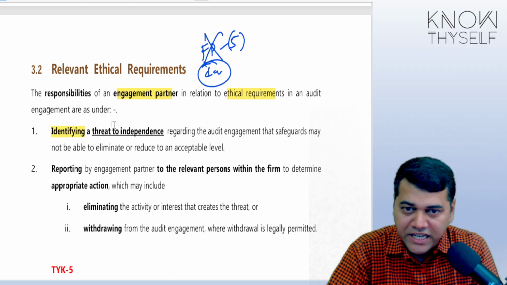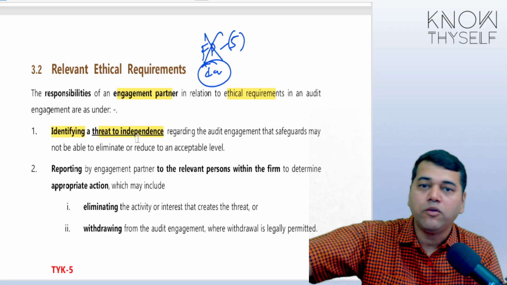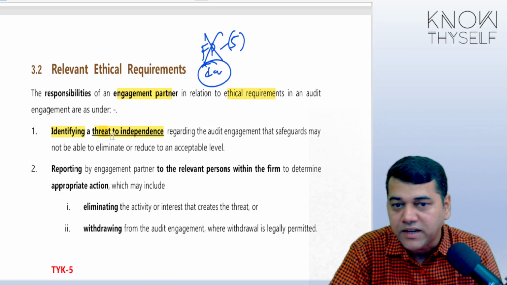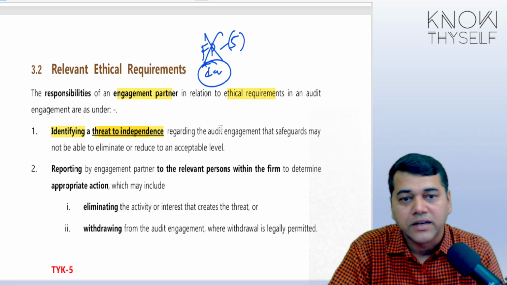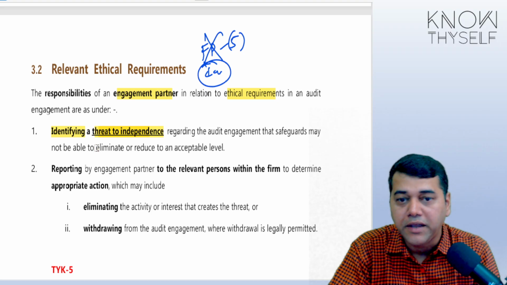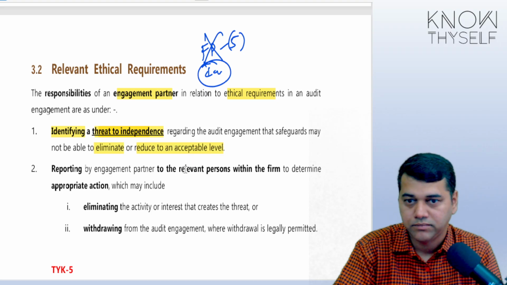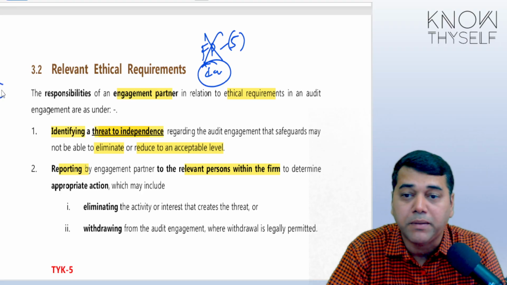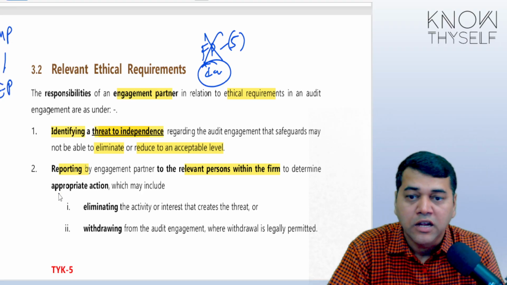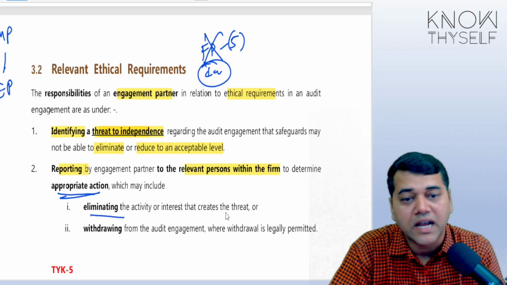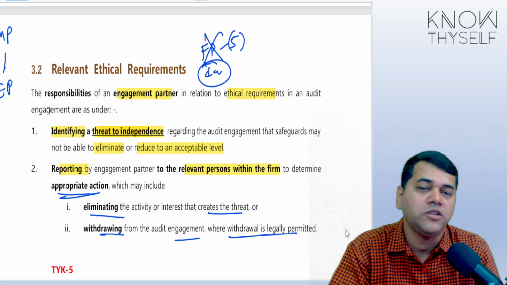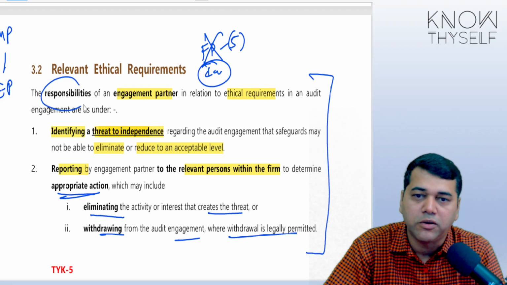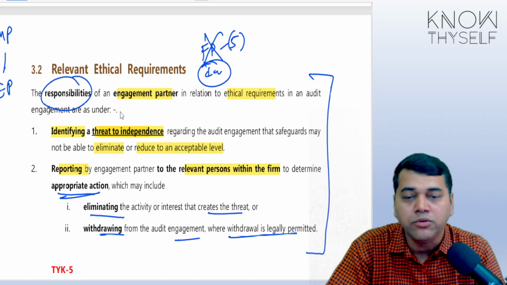First, you need to identify threats to independence, because you have gone to a workplace and you know what is happening. So first, your job is to identify threats to independence regarding the audit that safeguards may not be able to eliminate or reduce to an acceptable low level. Then report to the relevant persons in the firm, like the managing partner, for appropriate action, which may include eliminating the activities that create the threat, or withdrawing from the engagement where withdrawal is permitted. This is one para given in your study material, and this is the responsibility of an engagement partner related to independence.